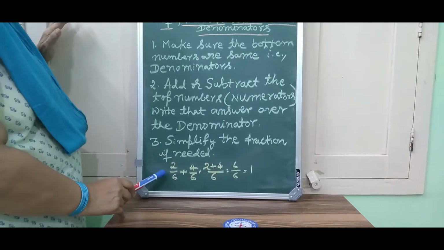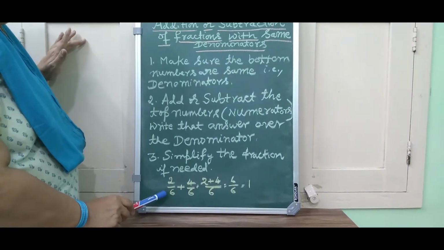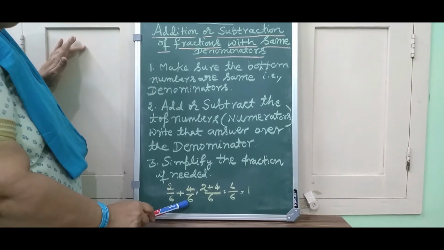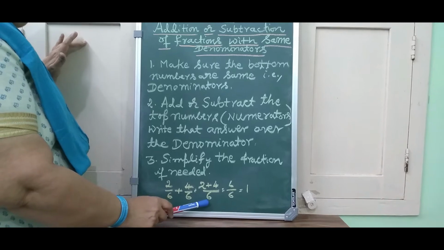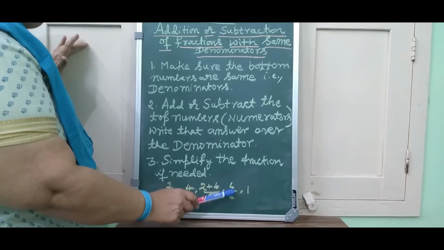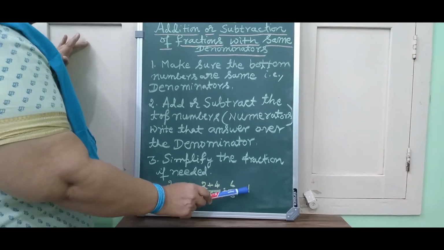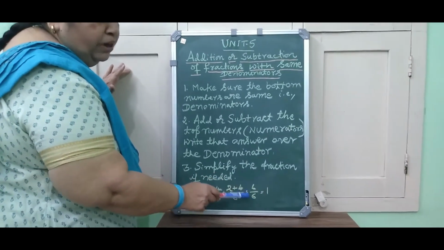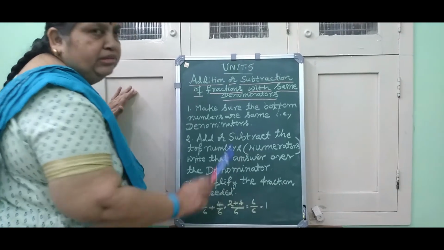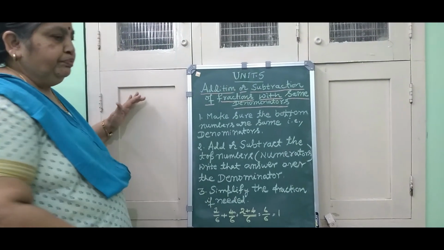Here also I have shown you one more example. Say 2 by 6 plus 4 by 6 is nothing but 2 plus 4 by 6. 2 plus 4 is 6. 6 by 6, again it is nothing but 1. Here we have simplified 6 by 6. So 1 is the answer.